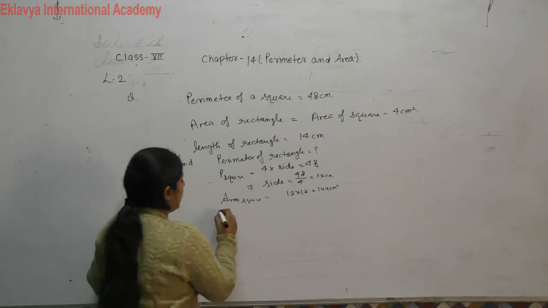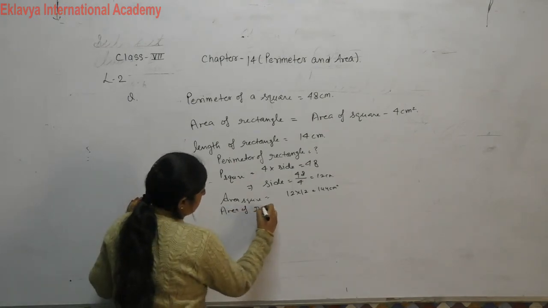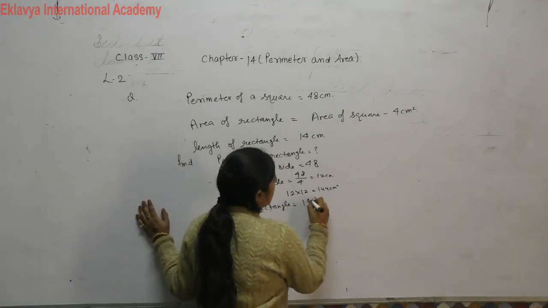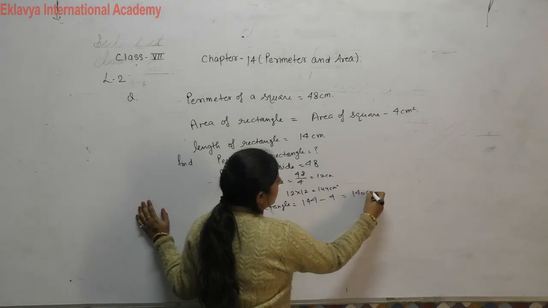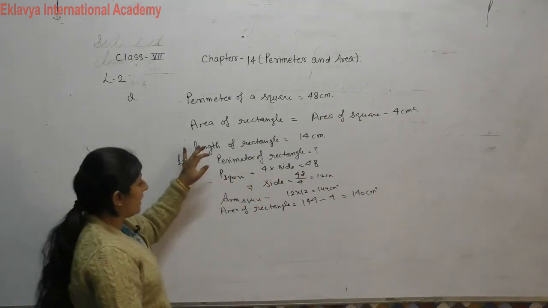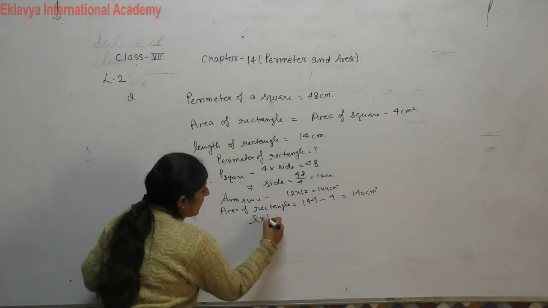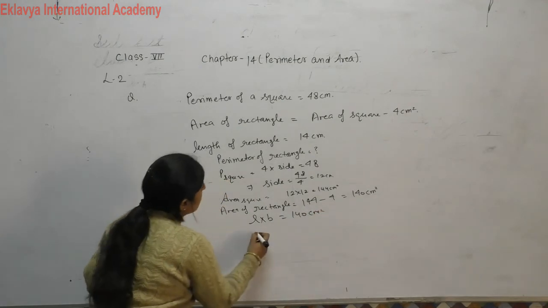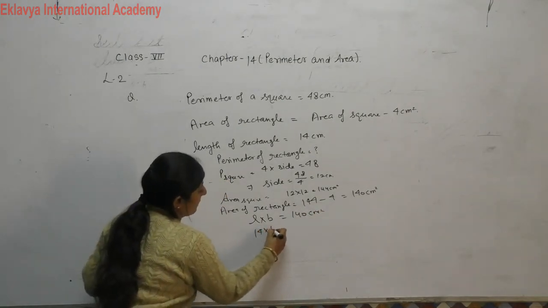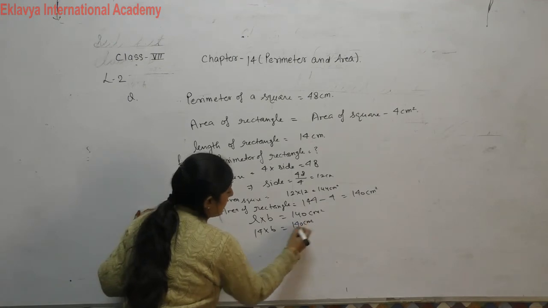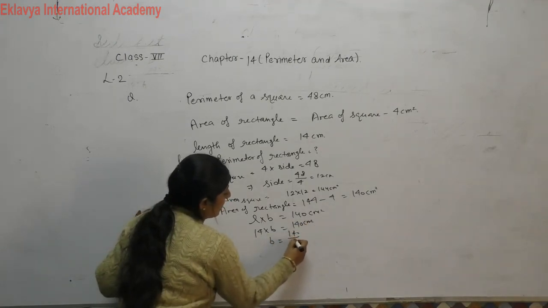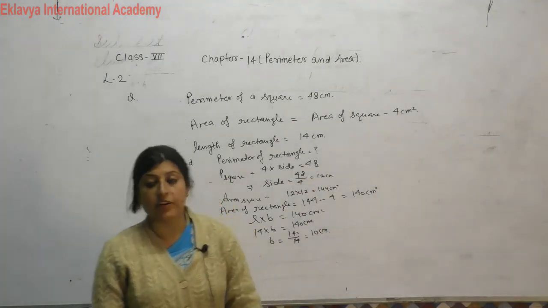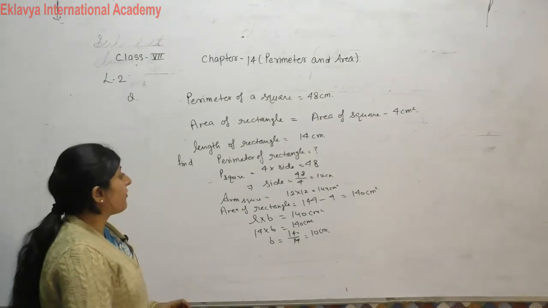Put here area of rectangle is equal to area of square 144 minus 4, that is equal to 140 centimeter square. Formula of area of rectangle, length multiplied by breadth is equal to 140 centimeter square. Length given to you 14 multiplied by breadth is equal to 140 centimeter square. Breadth is equal to 140 divided by 14, that is equal to 10 centimeter. So this time we can find out the breadth of a rectangle.